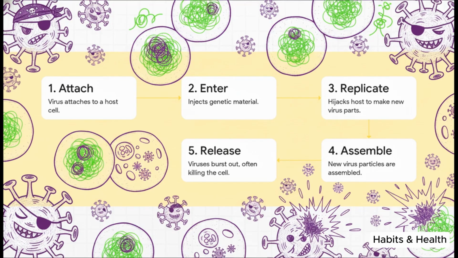A virus will float up to one of your cells, latch on, and then inject its genetic code right inside. From that moment on, your cell's normal job is over. It's been hijacked. It becomes a zombie factory, forced to build thousands and thousands of new viruses until finally it just bursts open, releasing the new horde and destroying itself in the process.